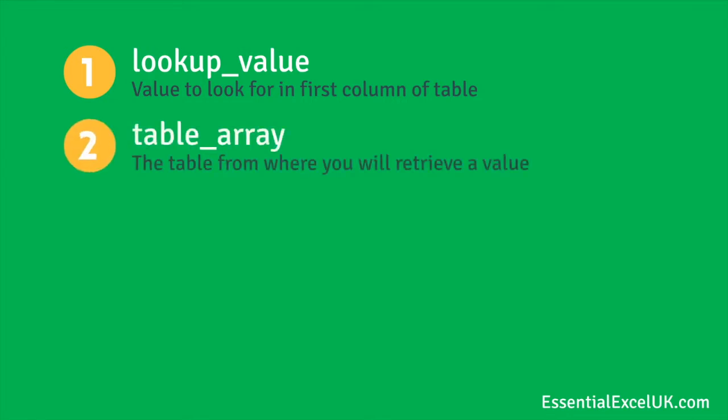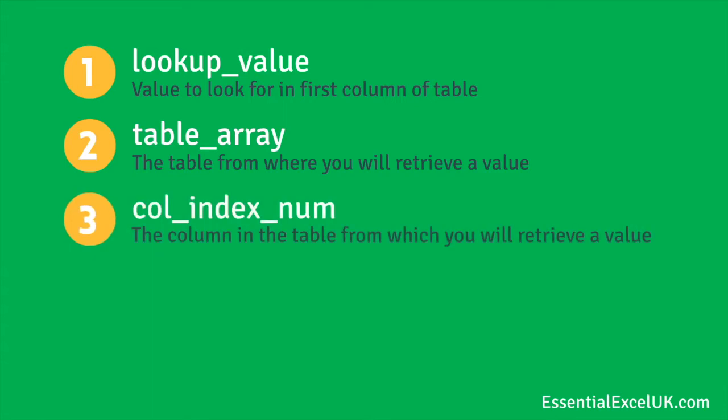The second is table array. This is the table from where you will retrieve a value. Most simply, the value we want to search for will be in the first column of our table, and the column that contains the value we want to retrieve must be within that table array as well. It could be the last column or the second column within that table, but your table array must contain both of those columns, the value you want to search for and the value you want to return.